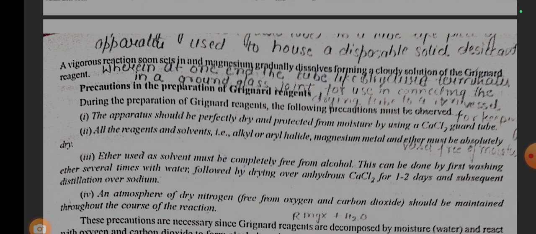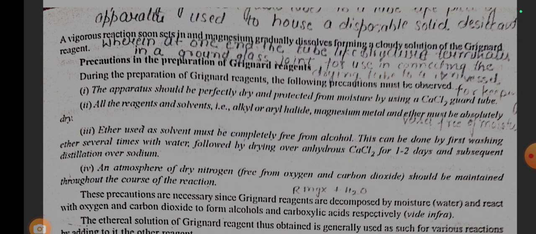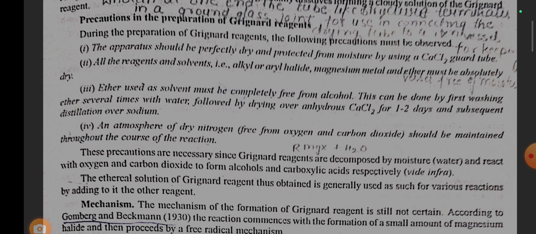Precautions in the preparation of Grignard reagent. During the preparation of Grignard reagent, the following precautions must be observed. Number 1. The apparatus should be perfectly dry and protected from moisture by using a CaCl2 guard tube. Number 2. All the reagents and solvents, that is alkyl or aryl halide, magnesium metal and ether, must be absolutely dry. Number 3. Ether used as solvent must be completely free from alcohol.